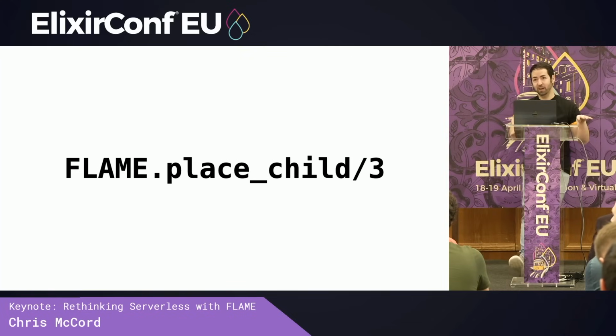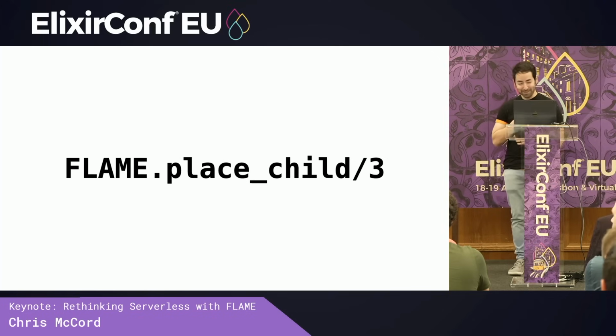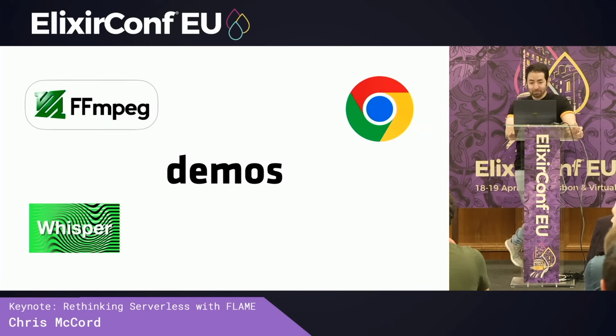But in Elixir, I think we have these unique stateful systems that we build, and we also want to elastically scale those. So I think the Flame pattern is applicable to other ecosystems, but place child is something near and dear to just what we can do.